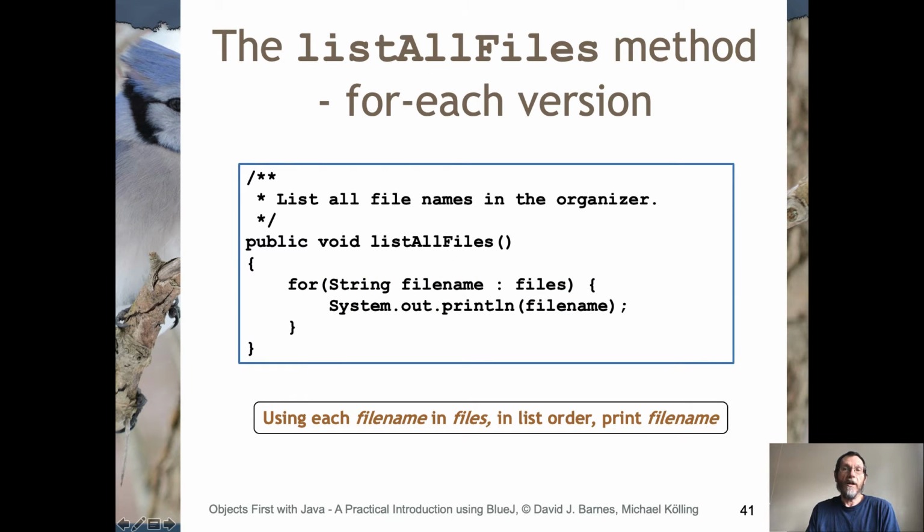Now, because we're drawing a contrast between the way that a while loop works and the way that a for each loop works, it might be helpful just to review the for each version of the list all files method from the Music Organizer project. We read the body of the method as meaning for each file name in the files collection, we want to print that file name out. So every single file name in the files collection is retrieved and processed.